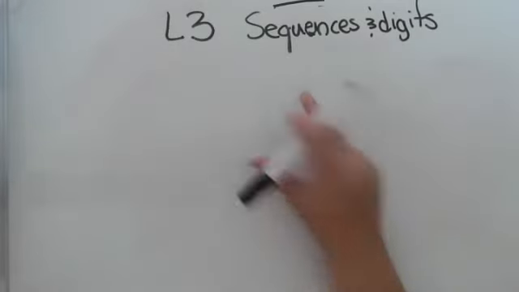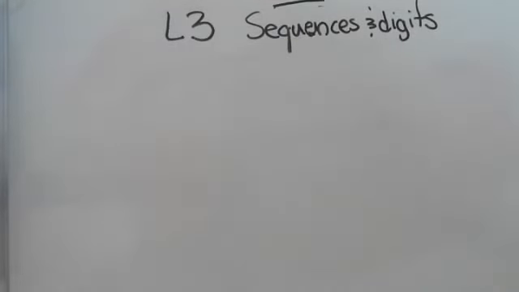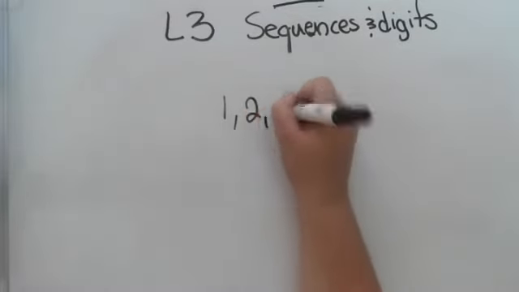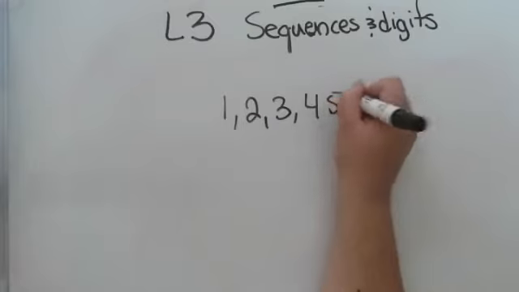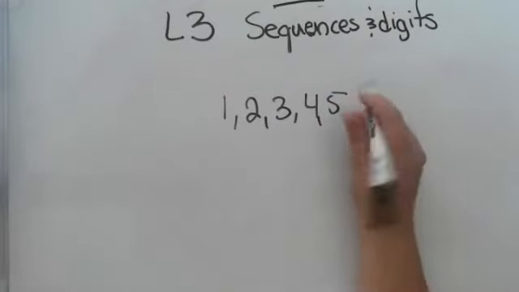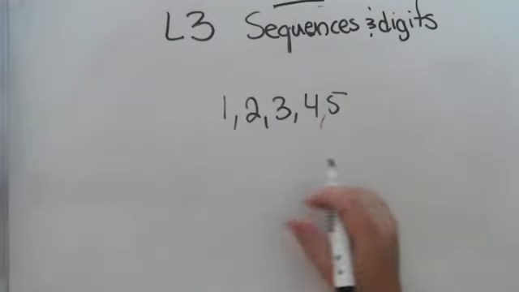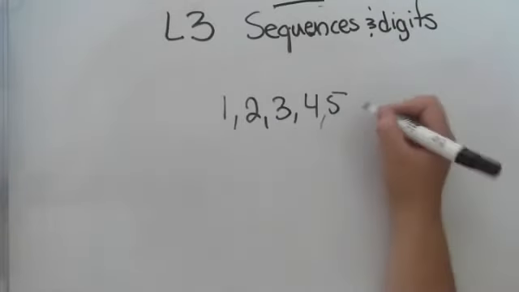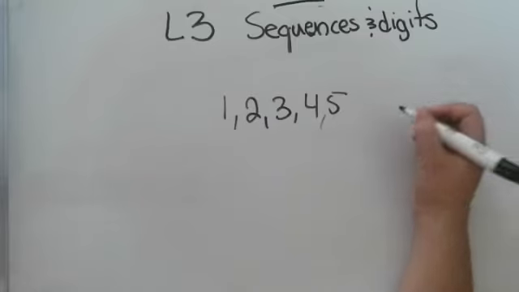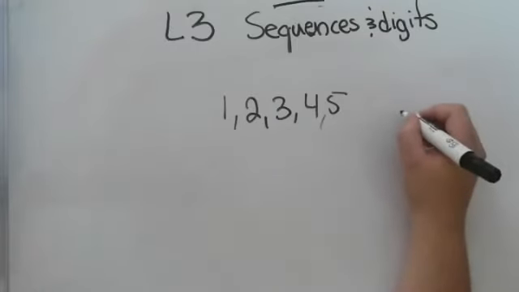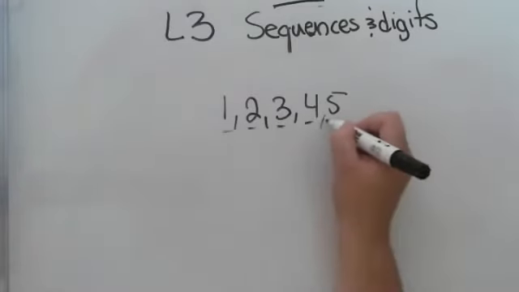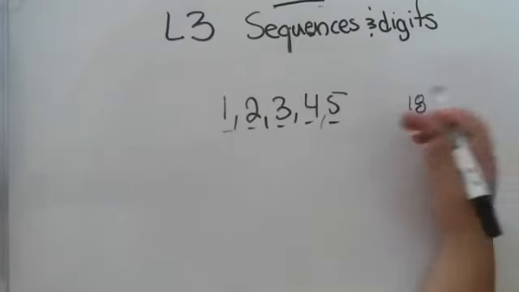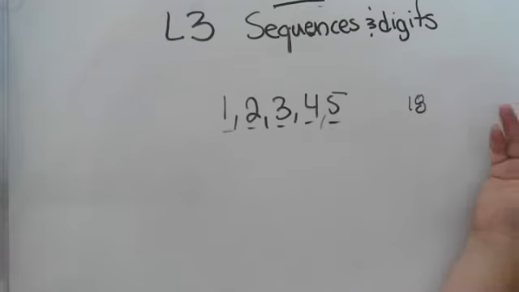Now, sequences. A sequence is a pattern of numbers. So for example, if I had the sequence 1, 2, 3, 4, 5, okay, this is a sequence. The sequence pattern is I'm going up by 1 each time, which means that if I asked for the 18th term, which is what these are all called, terms, it would be 18, because I know I'm going up 1 every time.